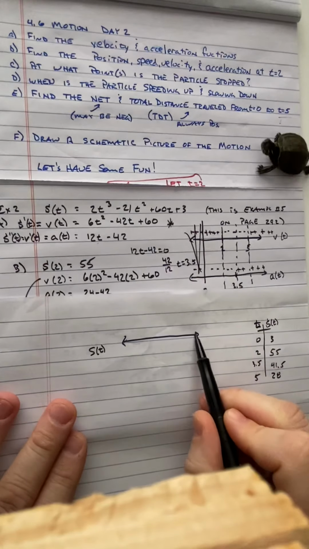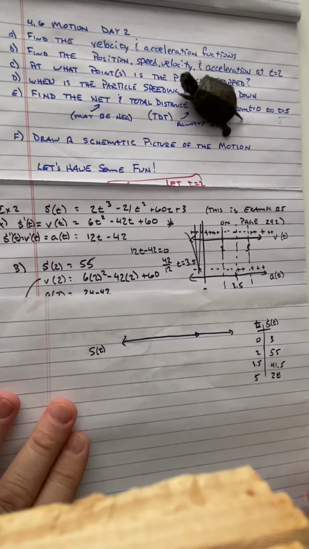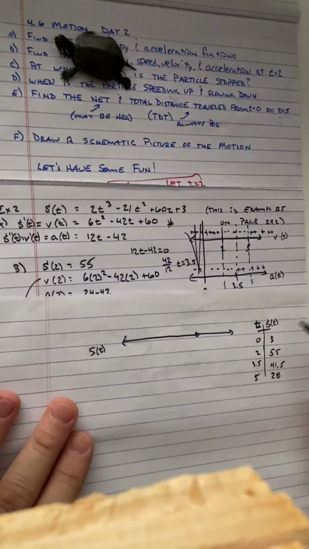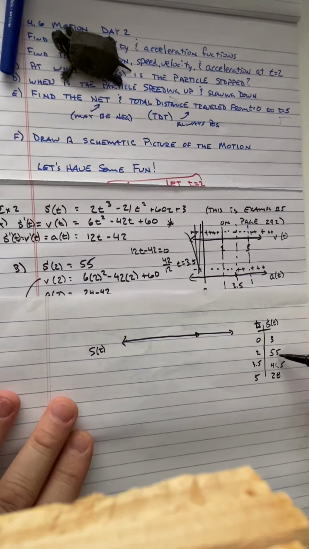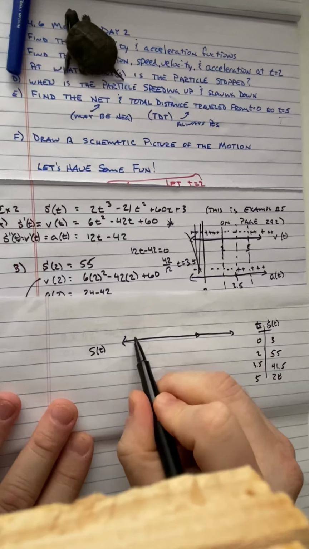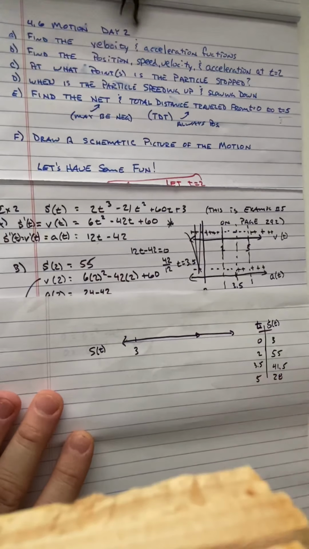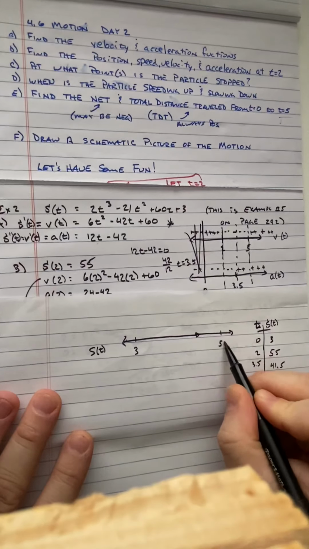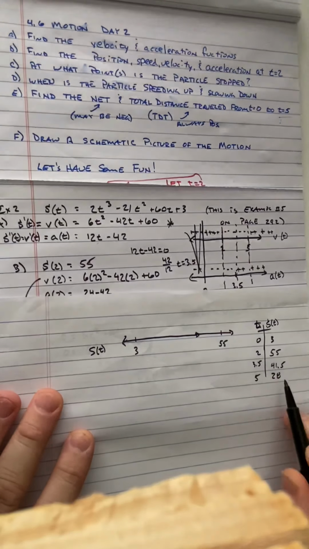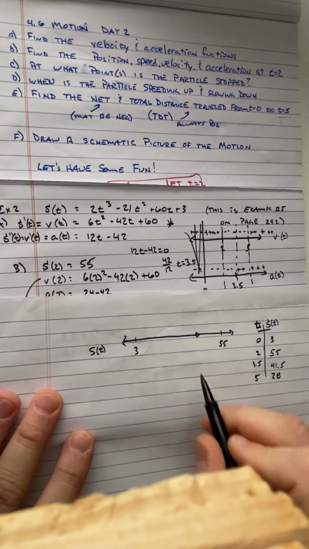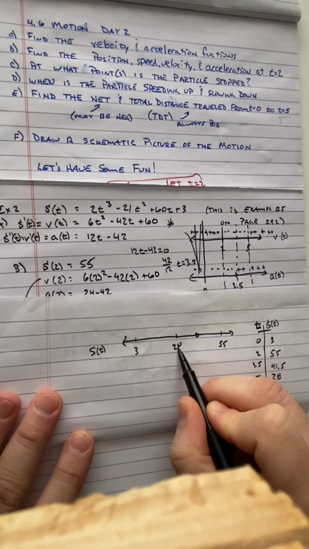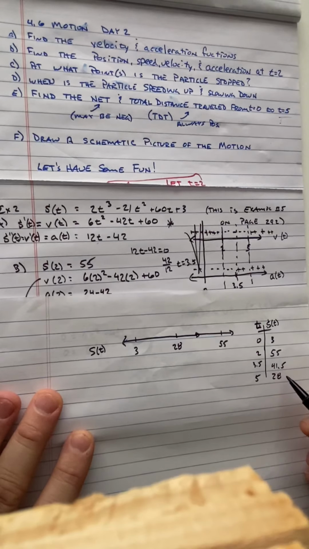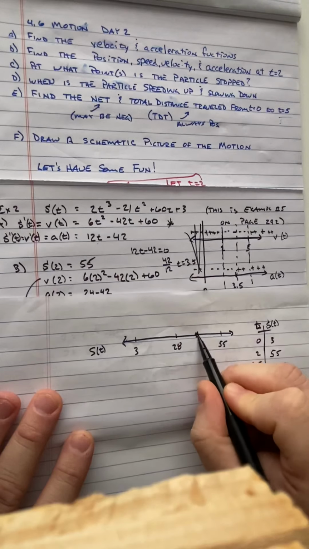So let's plot some points on this position curve. 0, 3. So I got 3, 55 is the biggest one. 3 is the smallest one. I'm going to put 3 way over here. I'm going to put 55 way over here. Then I'm going to put the other points in between. Halfway between approximately is 28. And a little bit further down the line, 41.5.